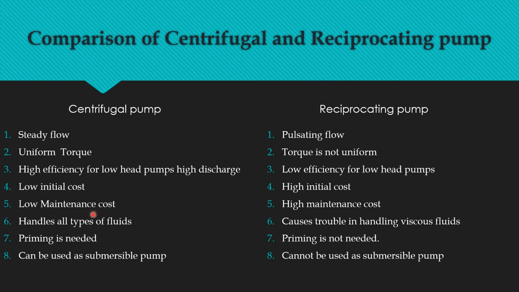Centrifugal pump maintenance cost is low, whereas high maintenance cost is required for the reciprocating pump because of more wear and tear of parts. The centrifugal pump handles all types of fluids, whereas the reciprocating pump cannot handle viscous fluid. Priming is required for the centrifugal pump, whereas priming is not required for the reciprocating pump. The centrifugal pump can be used as a submersible pump, which is a unique advantage, whereas the reciprocating pump cannot be used as a submersible pump. Also, the reciprocating pump requires a heavy foundation because of its big size and heaviness.